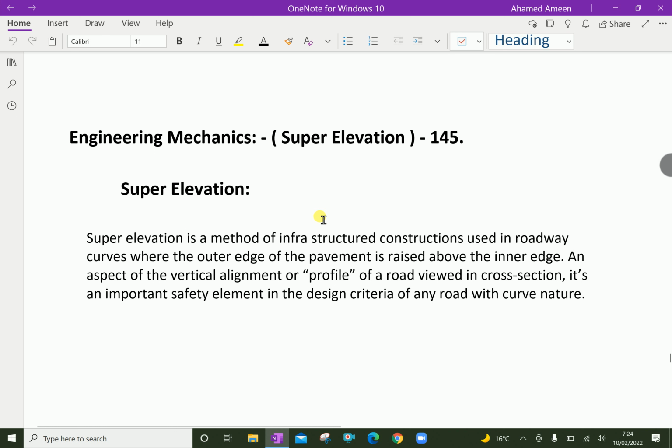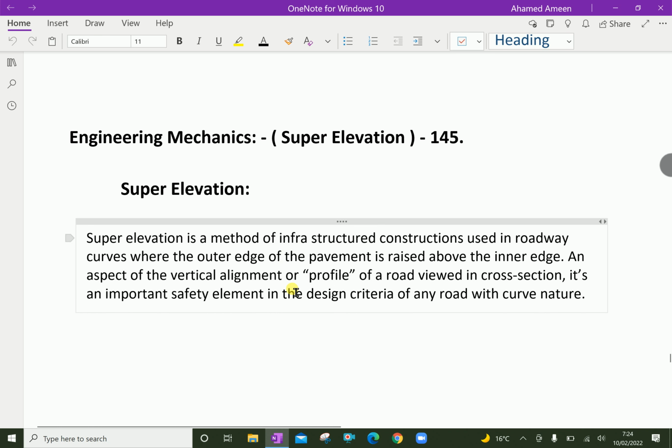In engineering mechanics, let us discuss super elevation. In our day-to-day life, you may notice that whenever a roadway, roadside or railway is laid on a curve or curved path, both the edges are not at the same level. In such a case, the outer edge is always higher than the inner edge. This is done to keep the vehicle in equilibrium while going in the curved path.